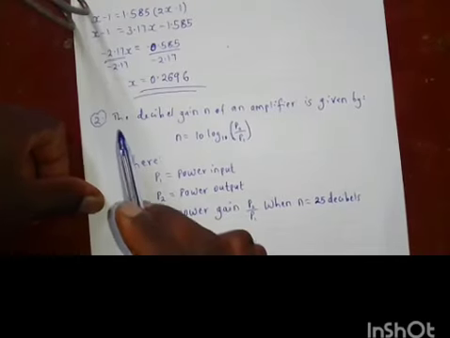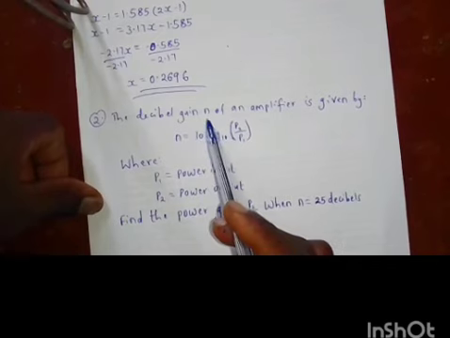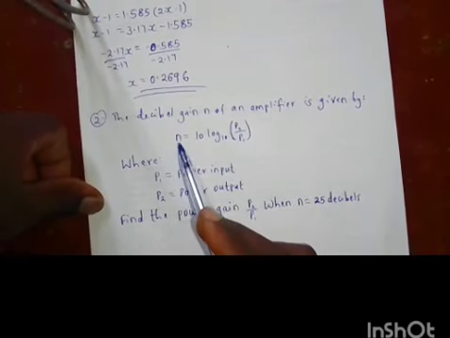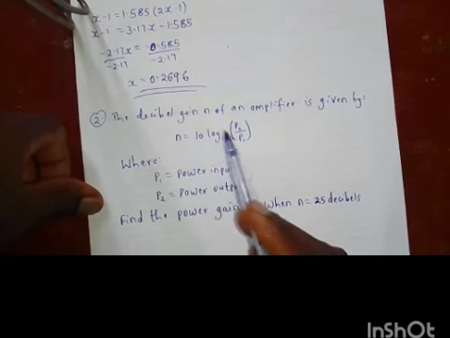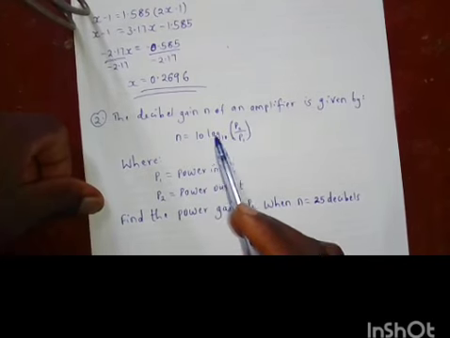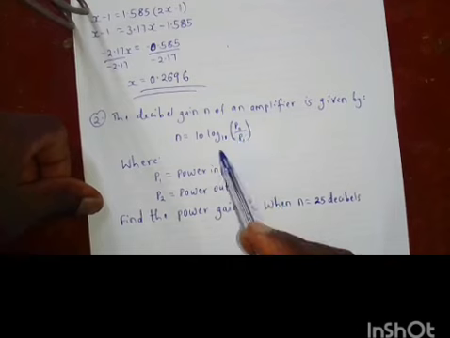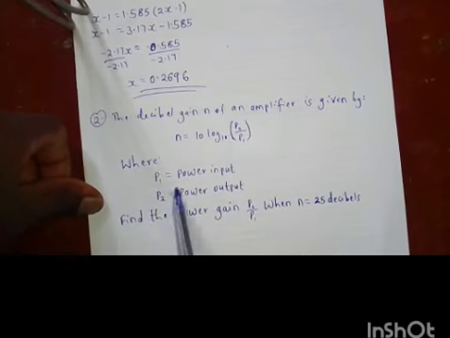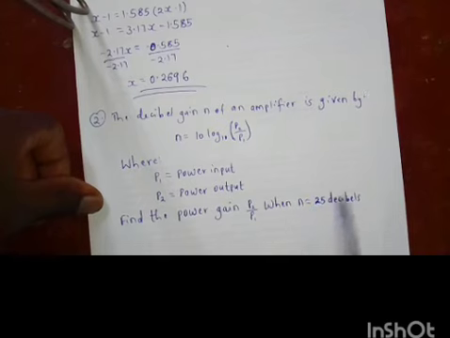We are told that the decibel gain n of an amplifier is given by n equals 10 times the logarithm of p2 over p1 to the base of 10, where p1 is the power input and p2 is the power output. Find the power gain p2 over p1 when n is 25 decibels.